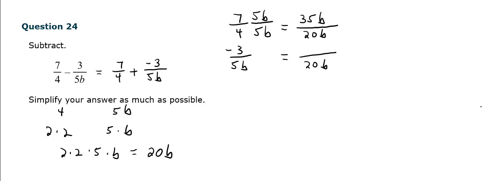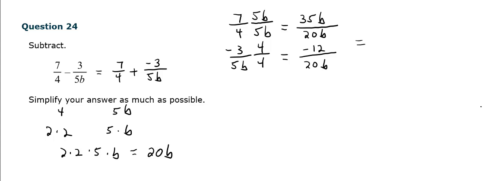Now let's go to the second one. I have negative 3 over 5b, and my common denominator is 20b. So I divide 20 by 5, and that gives me 4. And I already had the b, so I didn't multiply by any b's. So all I multiplied is by 4. So I multiply my numerator by 4 as well. So negative 3 times 4 gives me negative 12.